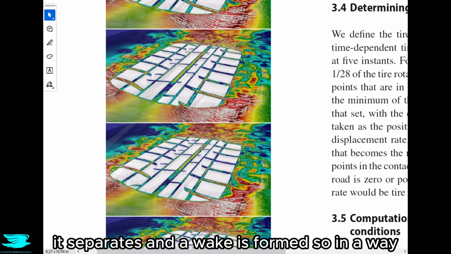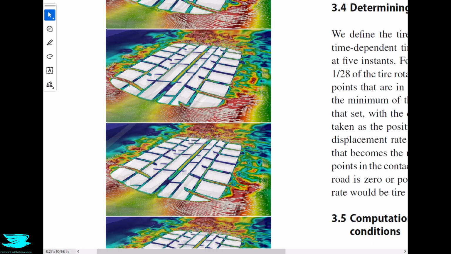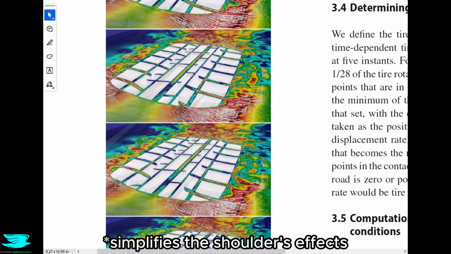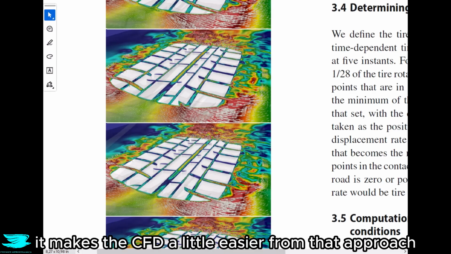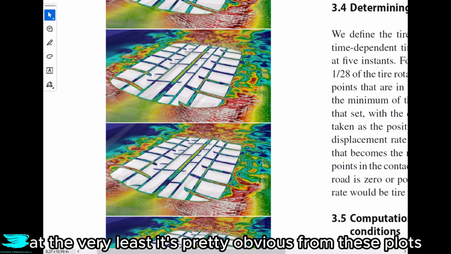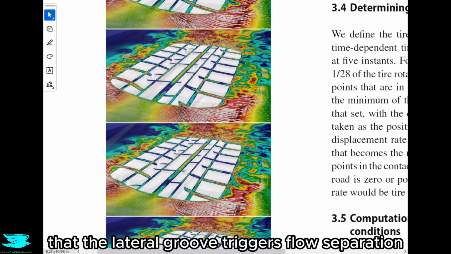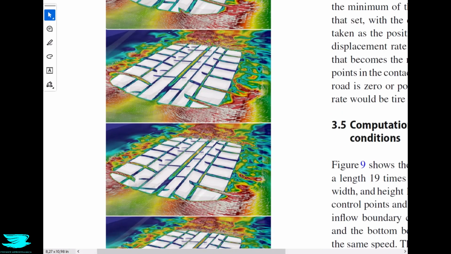a wake is formed. So in a way, while simulating lateral grooves is harder, because of the simplification to the shoulder's effects, it makes the CFD a little easier from that approach. At the very least, it's pretty obvious from these plots that the lateral groove triggers flow separation.